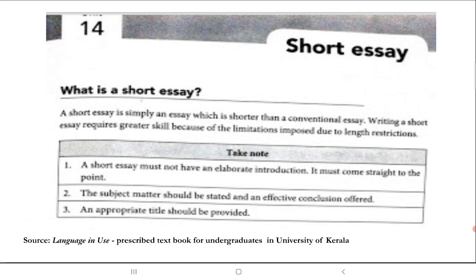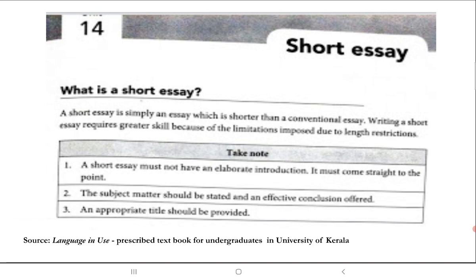Then the second point: the subject matter should be stated and an effective conclusion should be offered. The subject matter should be stated not in a separate paragraph, but in the same paragraph itself. You should expand on it, for example, the sample exercise that is given is about the importance of healthy living, which we'll be reading on the next page.